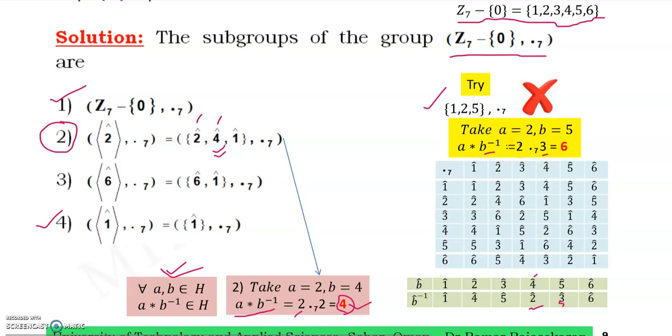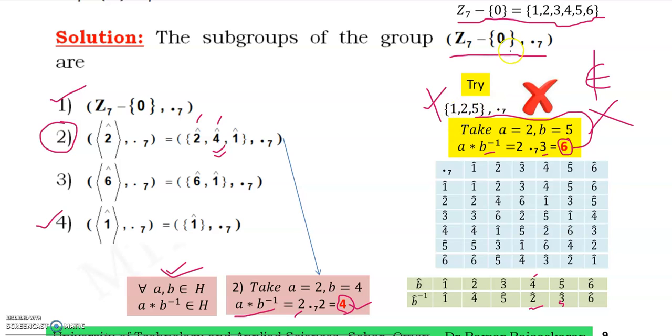Now 2 times 3 is 6. Here again the modulo is 7, so this is small. If you apply that modulo, the remainder is 6, so your answer is 6. But you check now, is this 6 inside the set? No, it does not belong to the taken set. That's why this is not a subgroup.